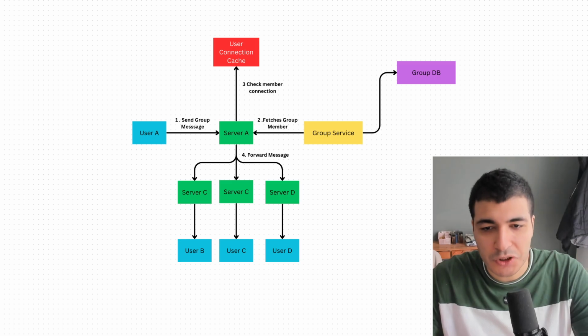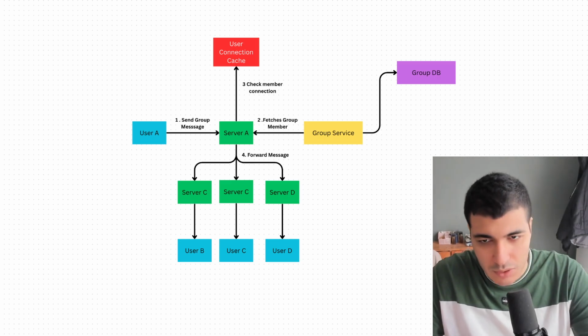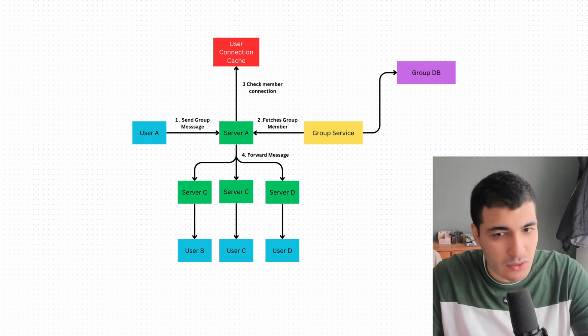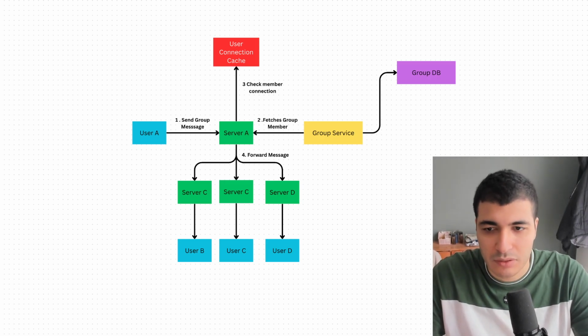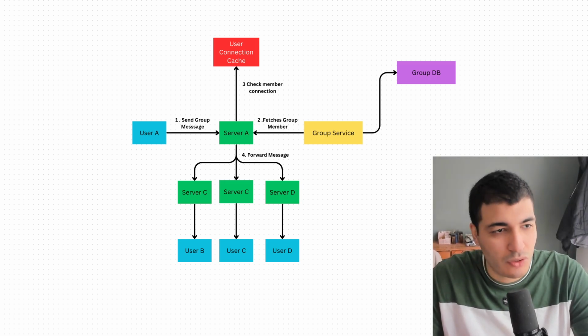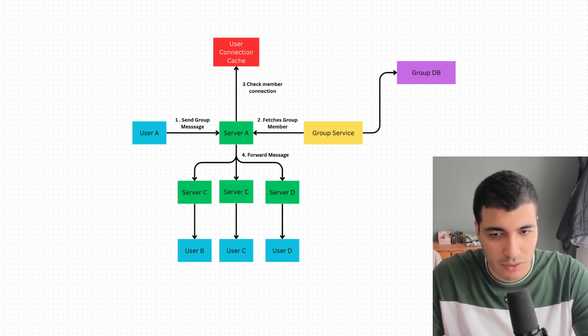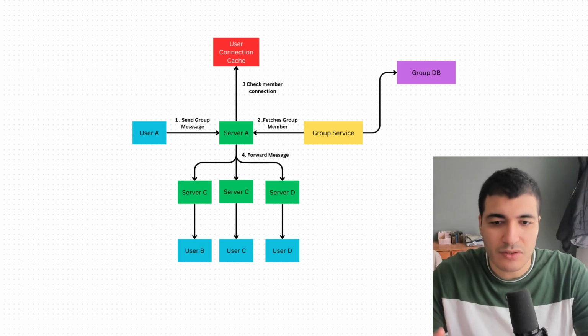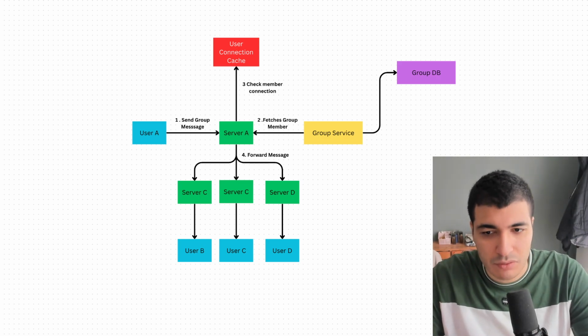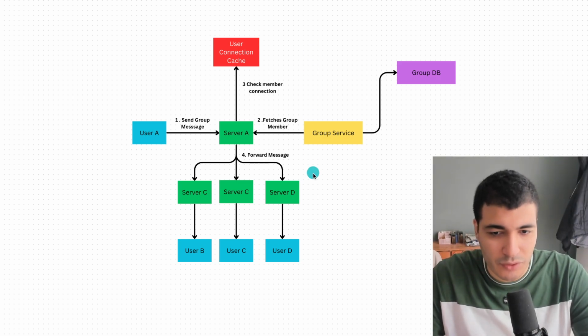Group chats are fun for users, but a real challenge for backend systems. How do platforms like WhatsApp or Slack handle delivering one message to hundreds of users, even thousands of users sometimes, in real time? So let's dive into how group messaging really works under the hood.